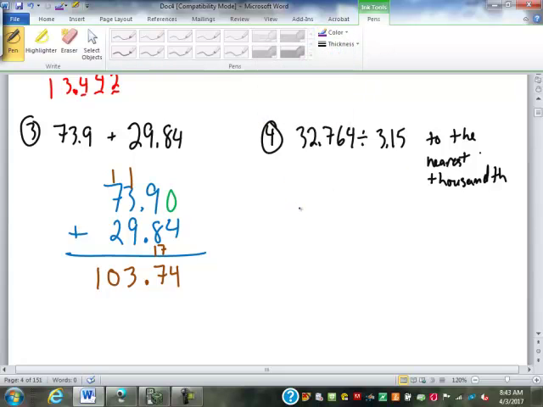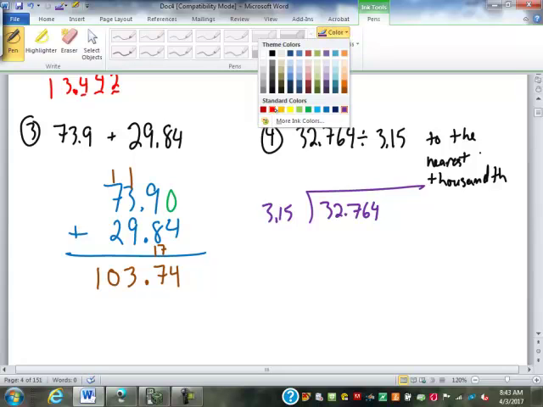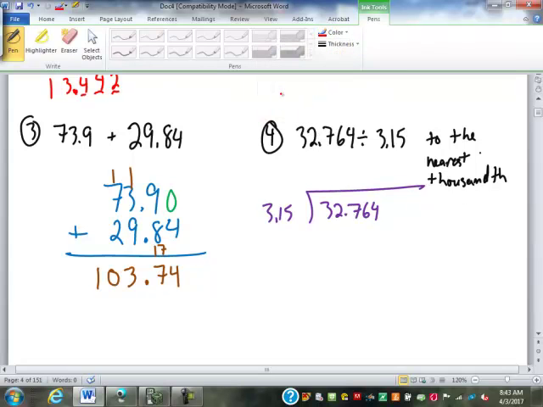Now this next one, 32.764 divided by 3.15. I start out writing it like this, but I can't divide by a decimal, remember. We have to move that over. Had to move it over 2 spots here, so I have to move it over 2 spots here. So this is going to become 3,276.4 divided by 315.